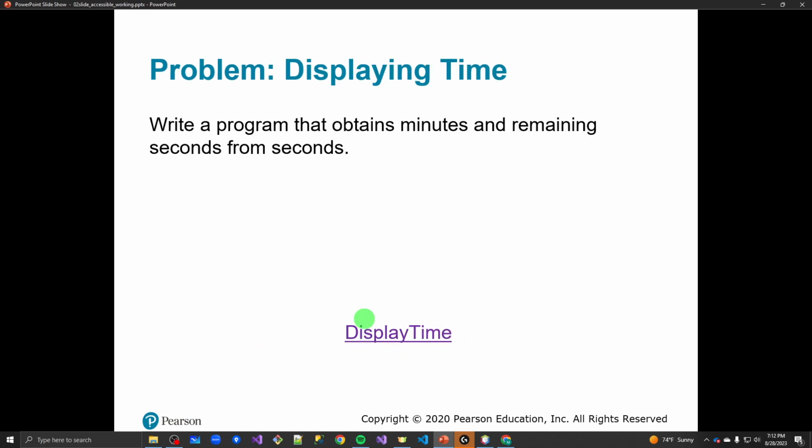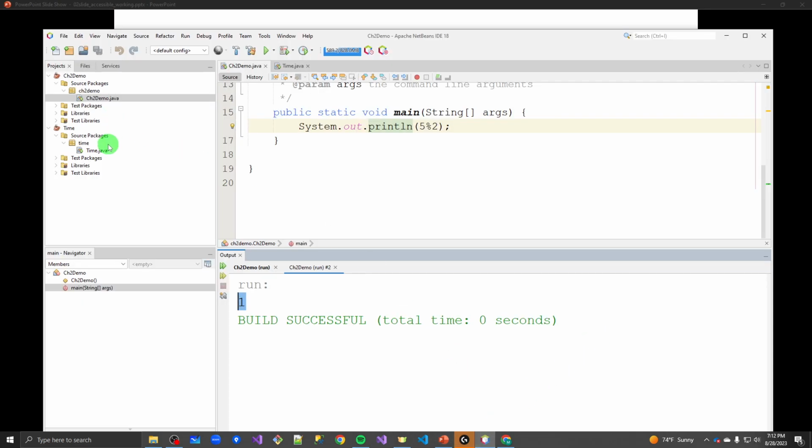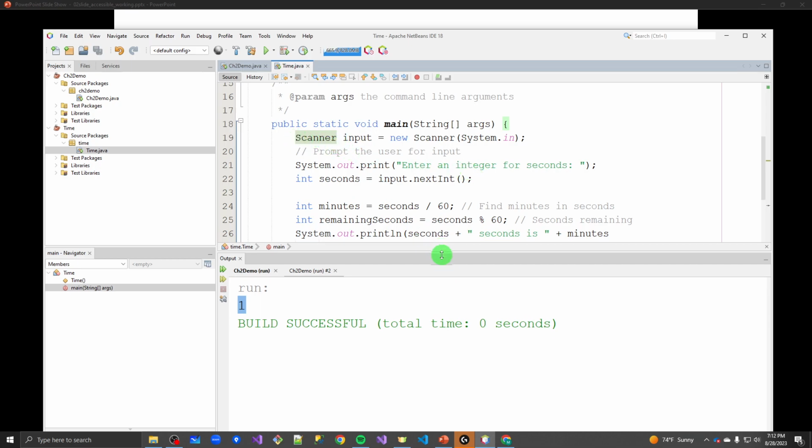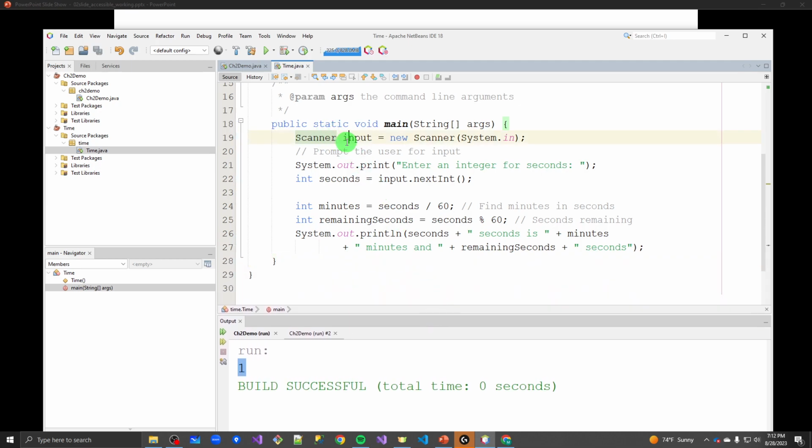Let's look at another one, displaying time. I put this one into NetBeans already, right here. So let's look at what this program is doing. Okay. We set up a scanner, just like we did every other time we've seen a scanner. That's why I said, even if you don't fully understand it, you can repeat it.